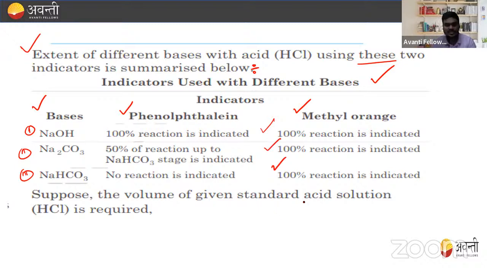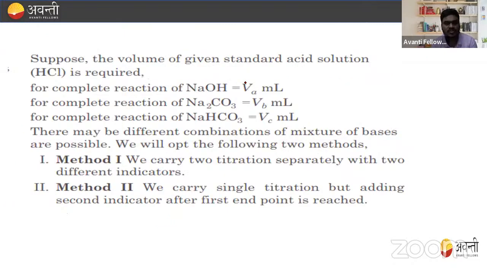Suppose the volume of the given standard acidic solution HCl required for the complete reaction of NaOH is V_A mL, right? So we can represent it as V_A mL for the complete reaction of NaOH, V_B mL for the complete reaction of Na2CO3, and V_C mL for the complete reaction of NaHCO3. Different combinations of mixtures of the bases are also possible. So we'll opt for the following two methods.